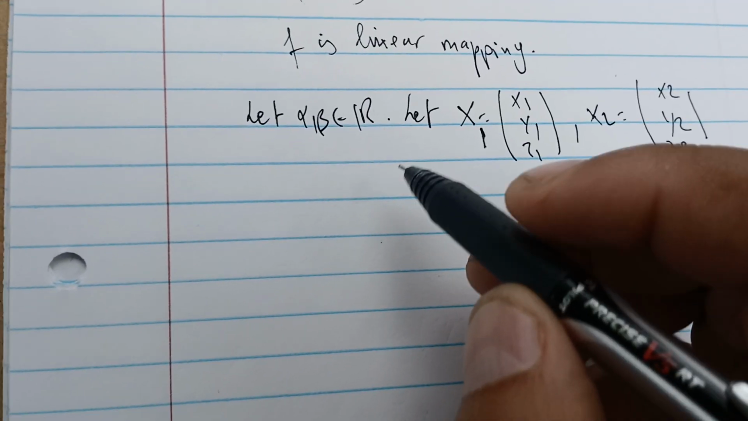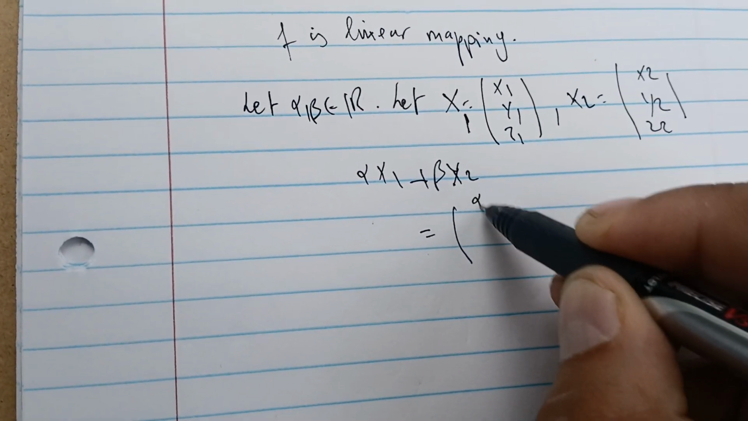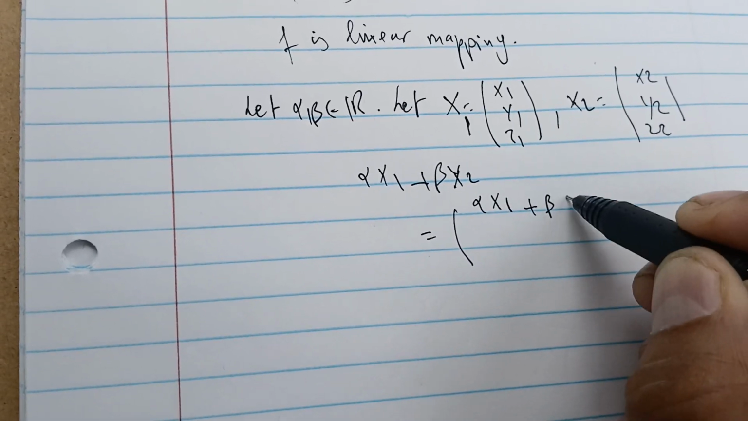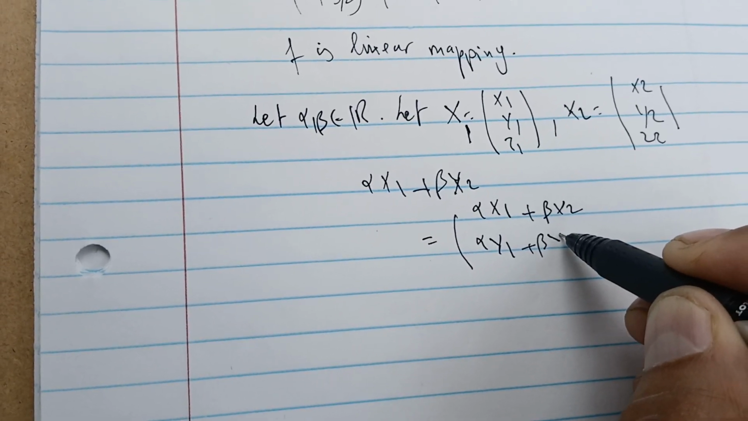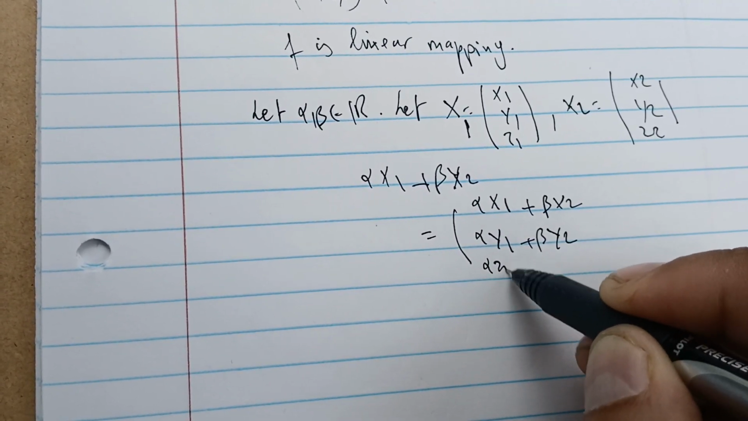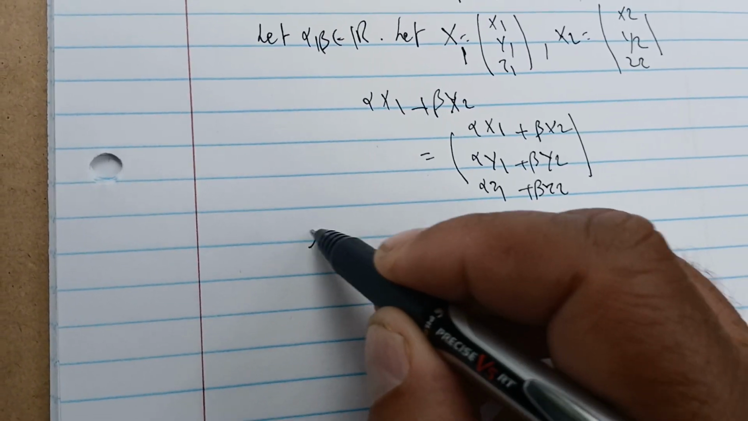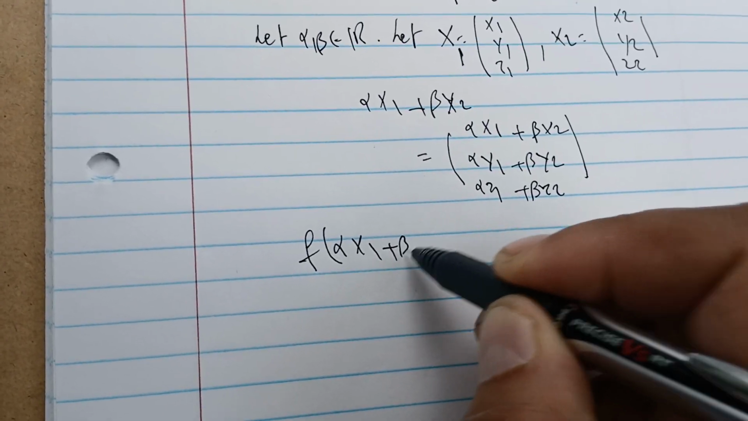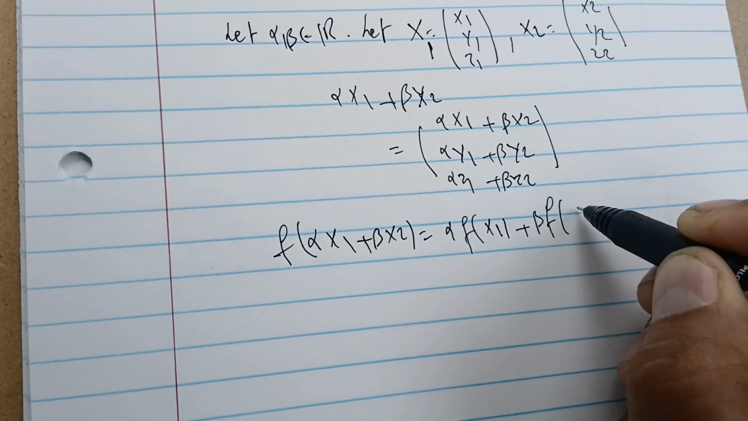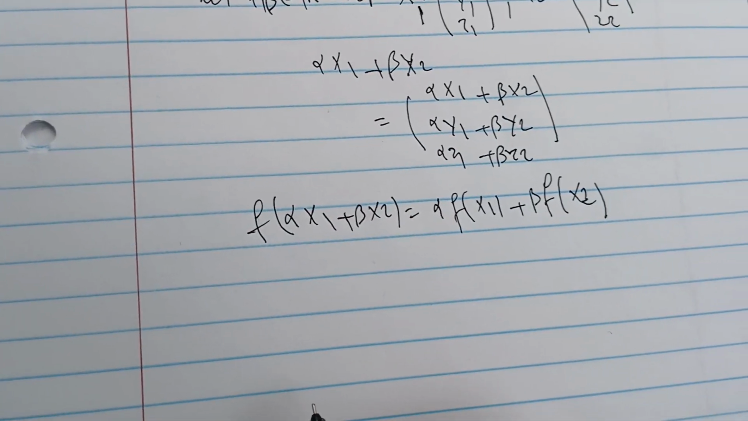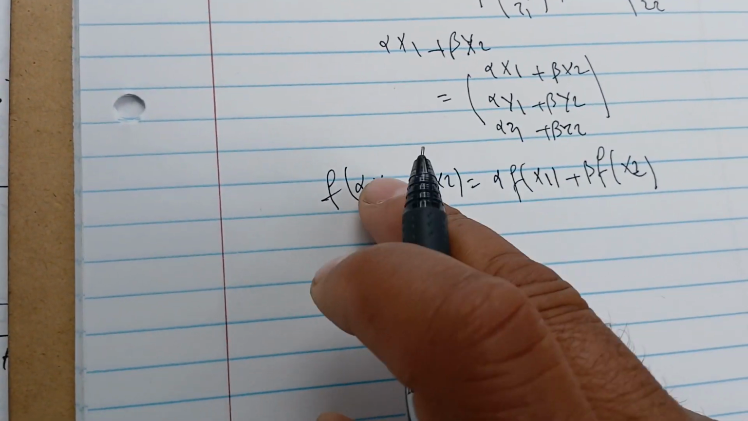So we want to combine these two, alpha x1 plus beta x2. So we have (alpha x1 plus beta x2, alpha y1 plus beta y2, alpha z1 plus beta z2). We want to prove that f of alpha x1 plus beta x2 is equal to alpha f of x1 plus beta f of x2. So that's what we need to prove. Let's see what we get here.